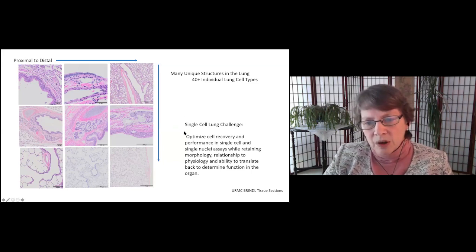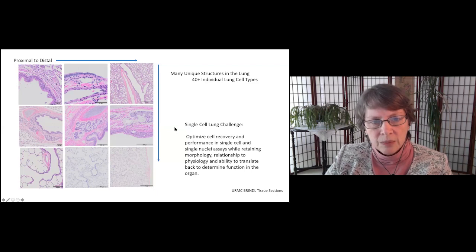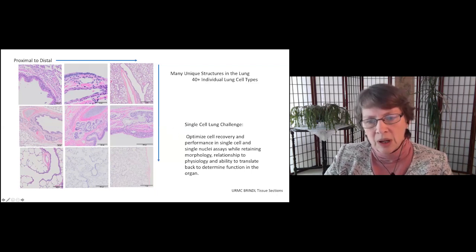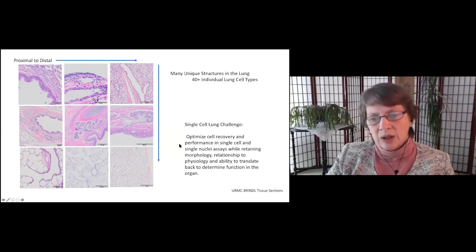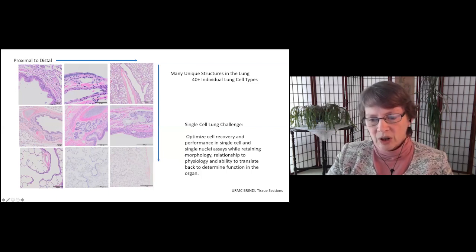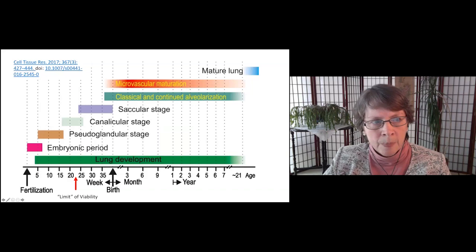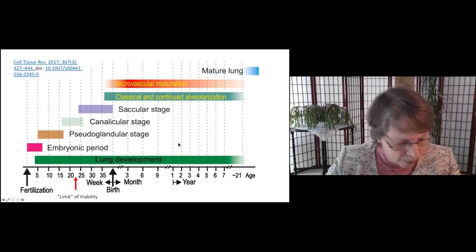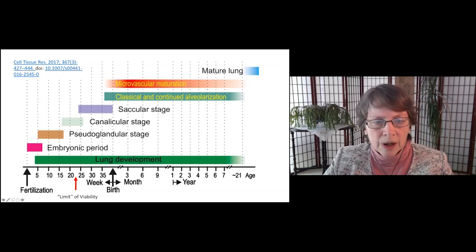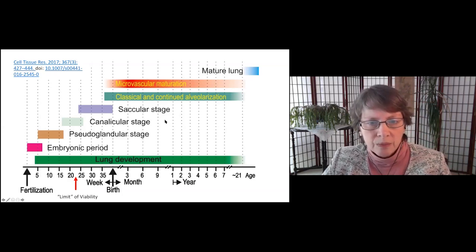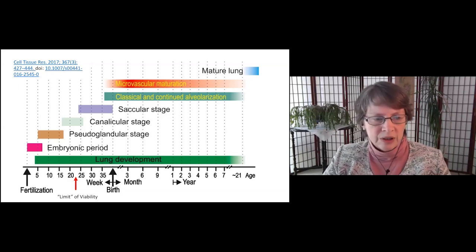So one of our challenges is the lung is not a uniform structure from proximal to distal. It varies in its cellular structure. So to do single cell biology, we need to be able to optimize cell recovery and performance in single cell assays while retaining some concept of the morphology, the relationship of those cells to physiology, the ability to translate back into how those cells function in a whole organ. This is a developmental talk. And so I wanted to go through the fetal and postnatal development of the lung just a bit.